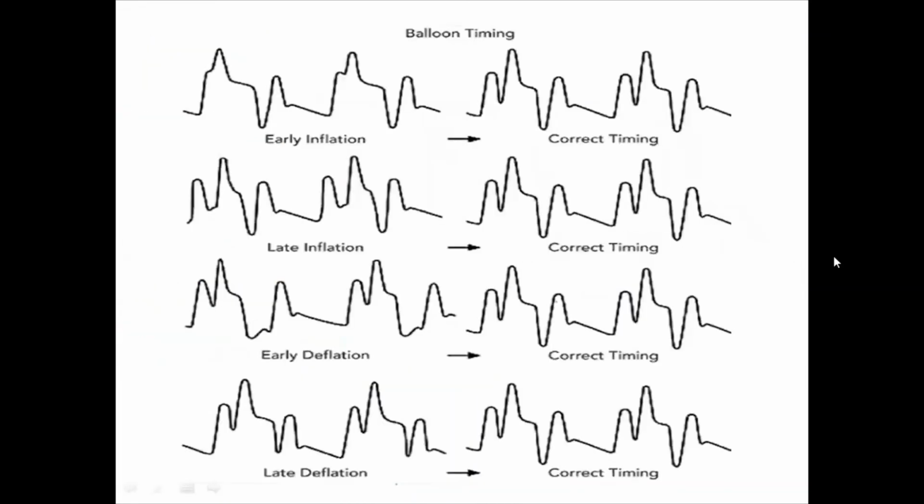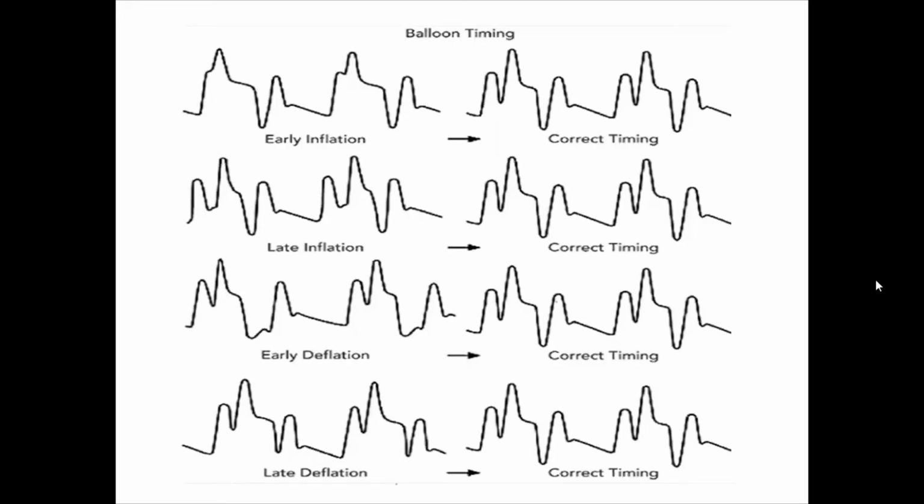So just try to put this figure into your mind. You will have the common incorrect timing of intra-aortic balloon pump, with the first example showing early inflation, and this is the correct timing. This one showed late inflation, and this is the correct timing, early deflation, and late deflation. I will not go into details. I just brought it as an example for you.